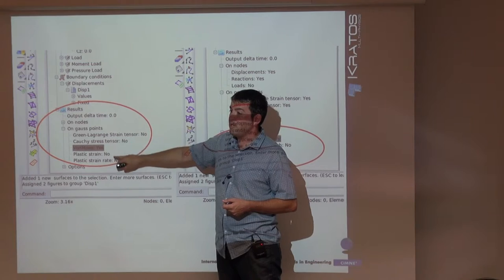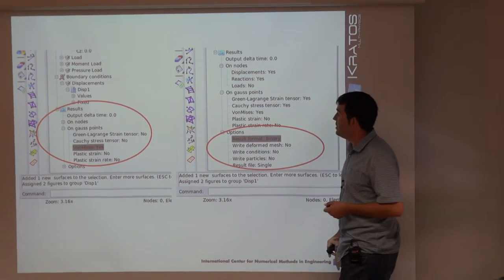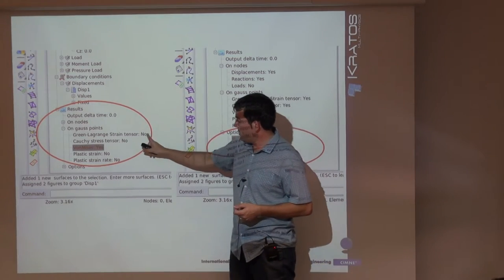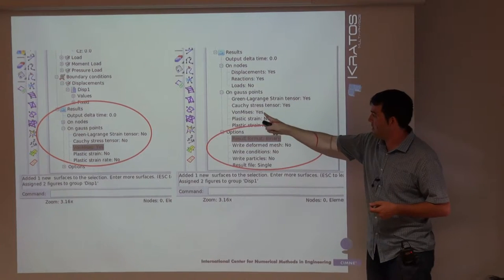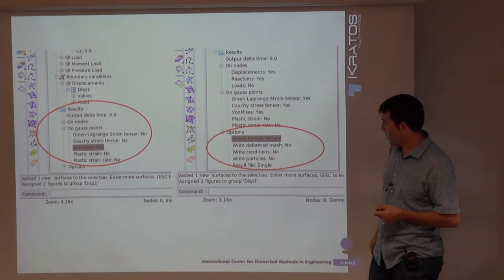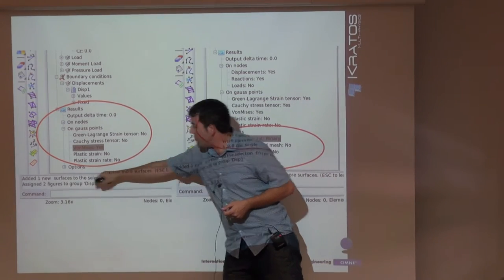Then we can select which results we want to print on the Gauss points and the integration points. Right? By default this is no, so I have set it yes, yes, and yes. And the last part of the results are the options, different options.